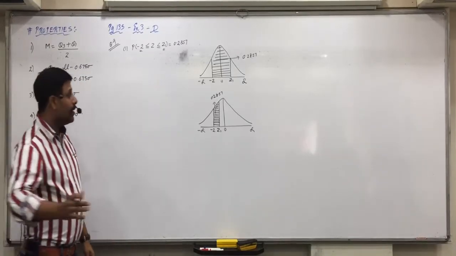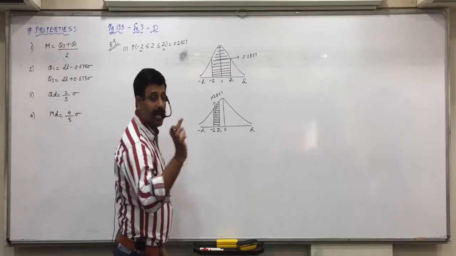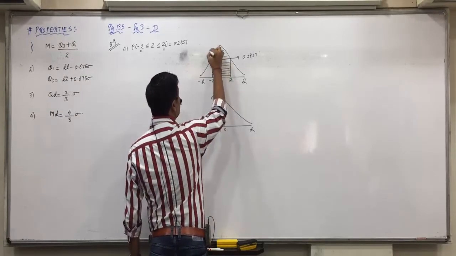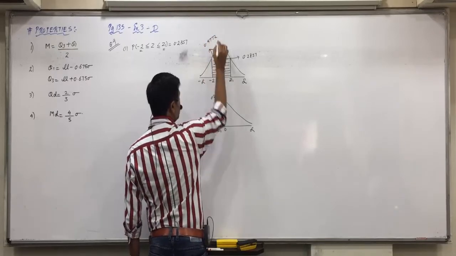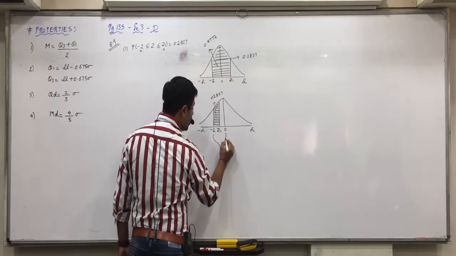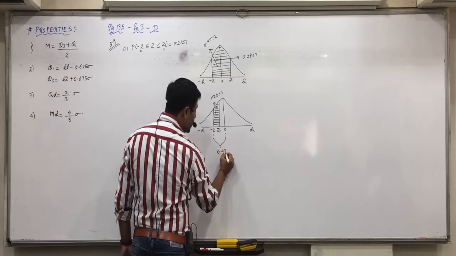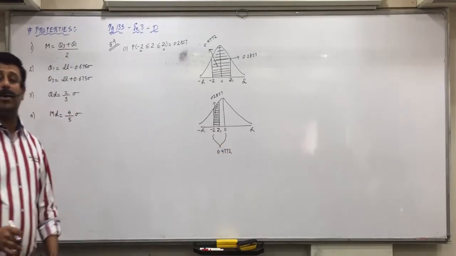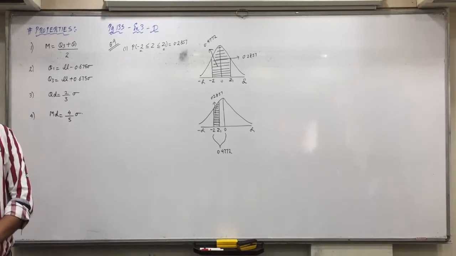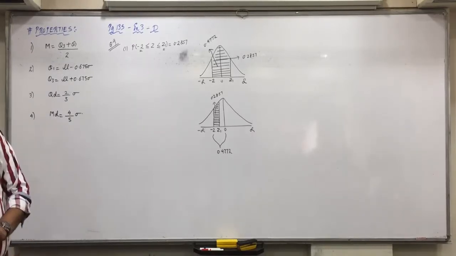4772. Now 0 to 2. Listen carefully. 0 to 2 is 4772. Here 0 to 2 is 4772. Now we will decide which one is right and which one is wrong. Raise your hand. Which one is right? Here. The second one is right.